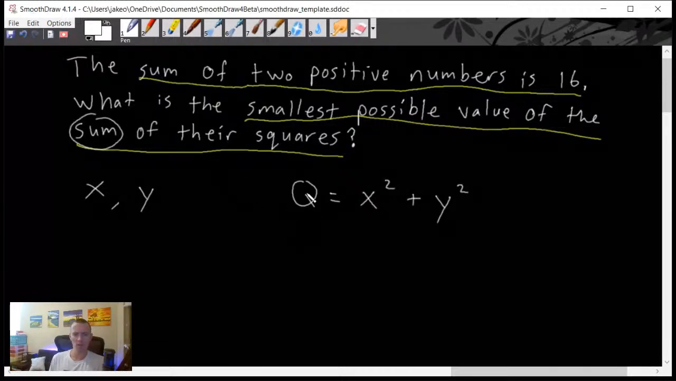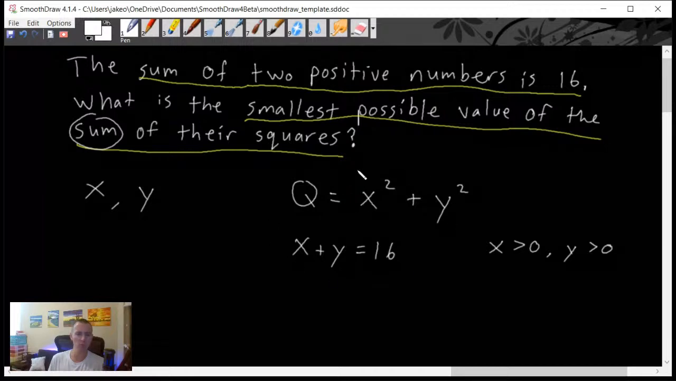Then the other equation that we need to come up with is our restriction equation. What sort of equation is actually restricting these x and y numbers that we are looking for? Well, we are told that the sum of them is 16, so we know x plus y is 16. We also know they're positive, so we can also say x is greater than 0 and y is greater than 0. That's not going to come into play until the end, in case we get negative x's and y's, we know that we can disregard those.